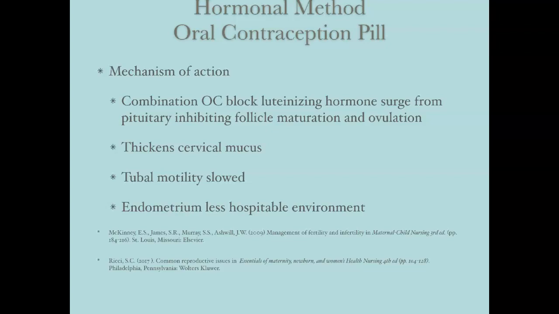The motility of the fallopian tubes is slow, and that motility is important for helping the sperm reach the egg. Also, because of the hormone involvement, the endometrium, which is the lining of the uterus, that during our menstrual cycle after ovulation becomes thick and fluffy and a nice little environment for an embryo to embed if a pregnancy occurs, is a less hospitable environment for pregnancy.